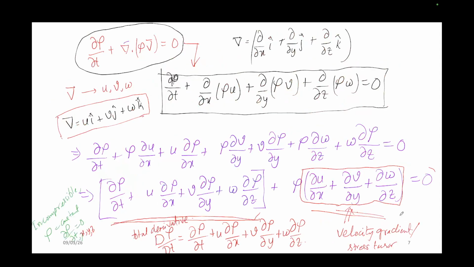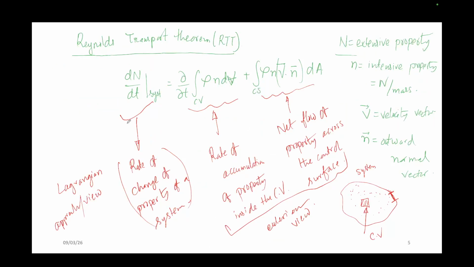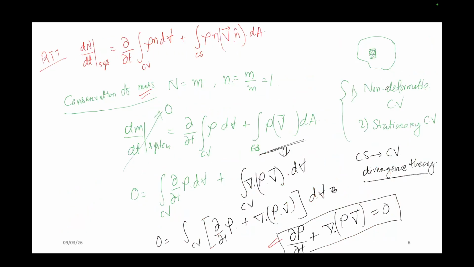So from the Reynolds transport equation, I just consider the property for the mass conservation. So it should be mass. So it is m, and n means mass per unit, the intrinsic property, right? N is the property per unit mass, and putting that we will get this value, right?